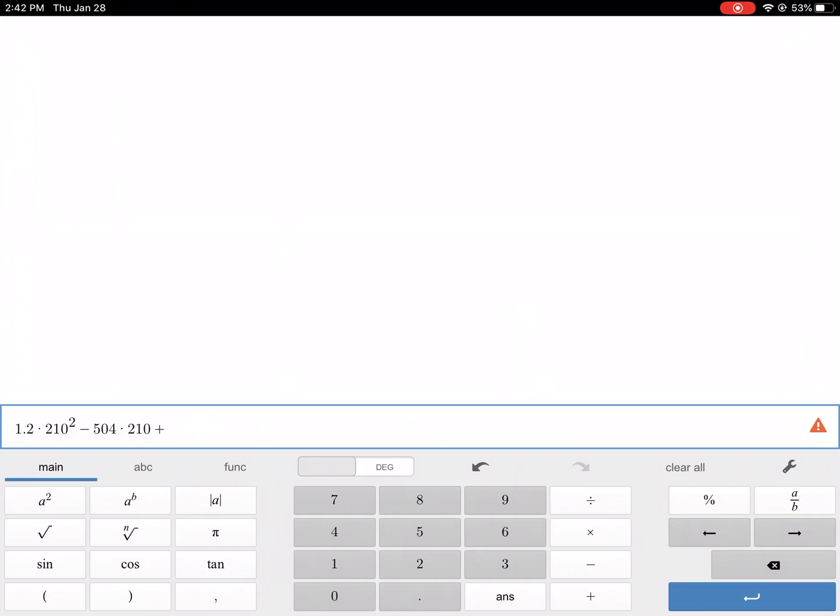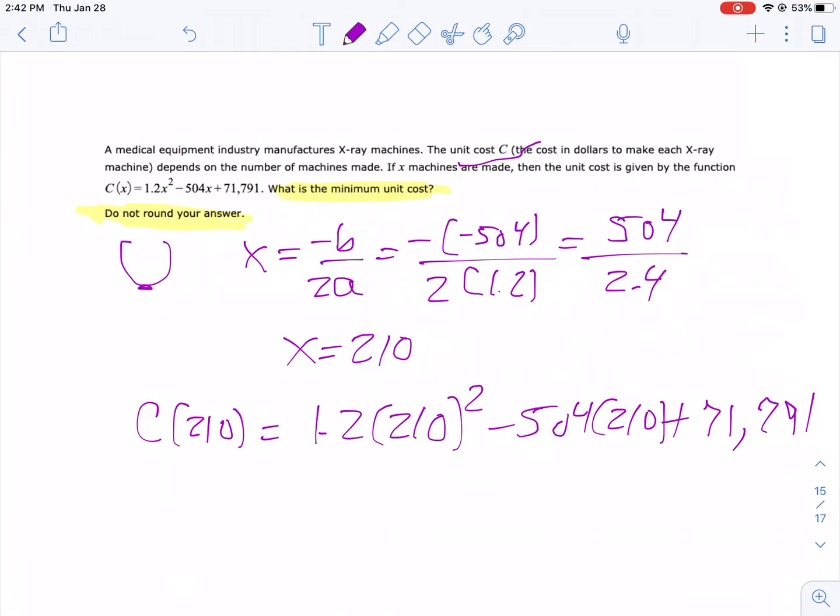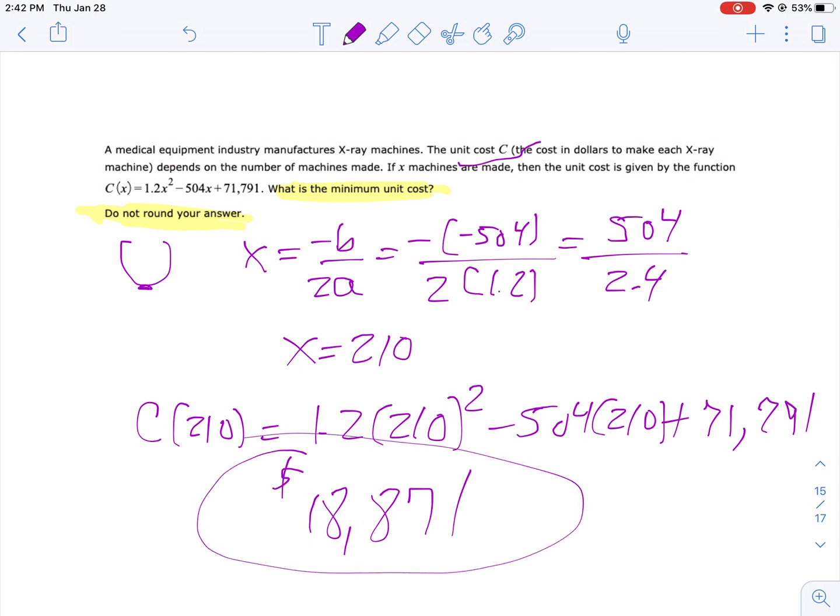So in other words, the cost for each machine, the cost to make those machines, the minimum cost, is $18,871. They're not cheap. So that's what it costs the manufacturer to make if they make 210 machines. So I'm guessing they probably sell them for $50,000 each, or maybe even more than that.